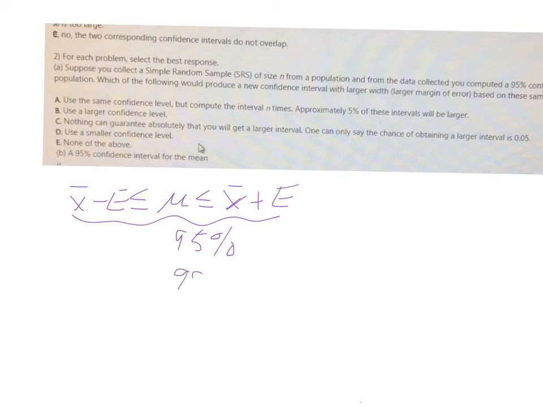So you would use like 99%, and then you are including everything that is in a 99% range of your mean, and that would make a wider confidence interval with a larger width. And so I think that what they want there is for you to choose B, which is to use a larger confidence level to make a wider range.